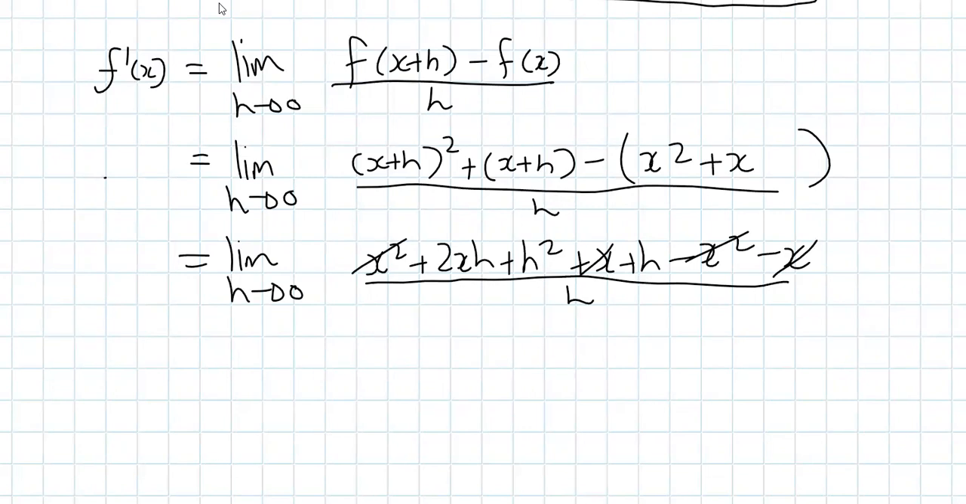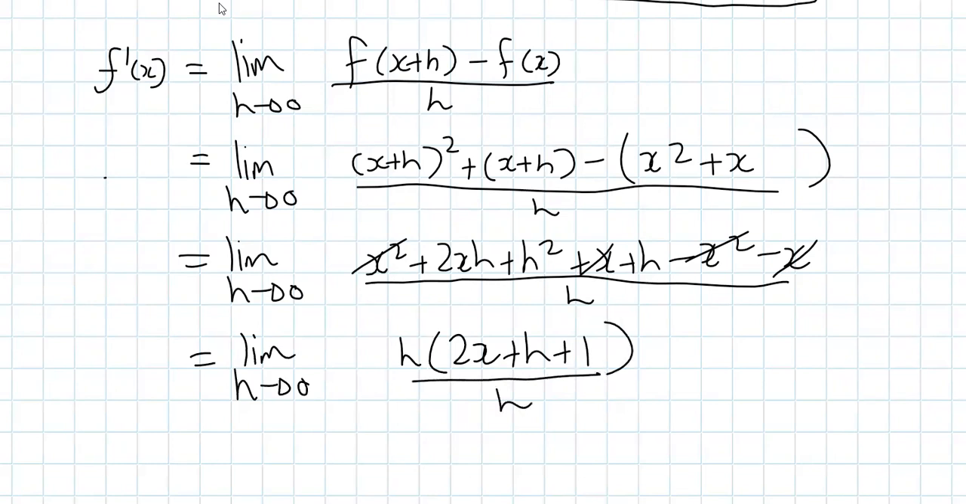Now we have our h as a common factor. Don't forget your lim. H tends towards 0. Take out this h as a common factor, an h in each term. So take out h as a common factor. Here if we divide this by h, we're left with 2x. If we divide this by h, we're left with h. And if we divide h by h, you're left with 1. All over h. Finally, our h in the denominator has been cancelled out.